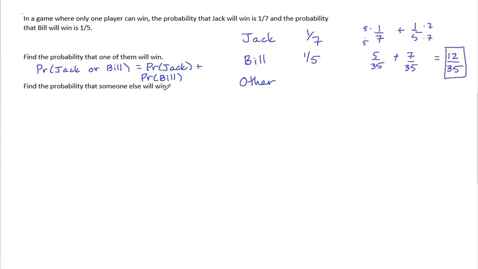How would I find the probability that somebody else will win? Well, they didn't tell me how much that is. But what I do know is that if it's not Jack and it's not Bill, then it's 100% take away that 12/35ths, or common denominator 35 take away 12 is 23/35ths. So between those two options, we covered everything that could happen. Either Jack or Bill wins, or someone else wins. And between those two should be all 35 options, or 100% of the possible outcomes.